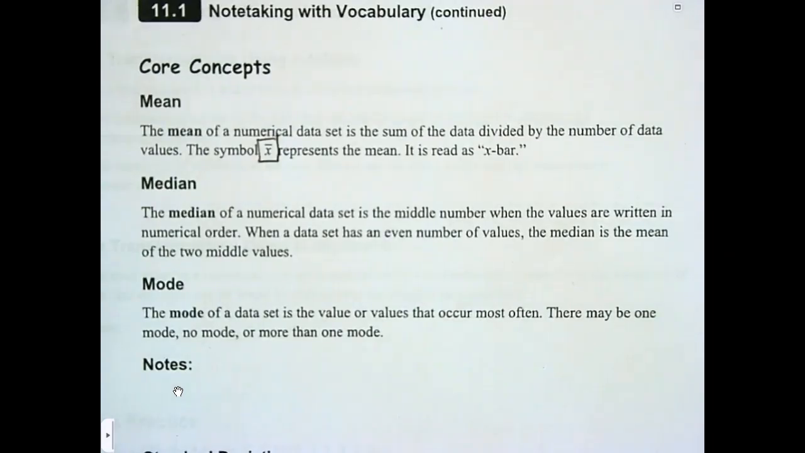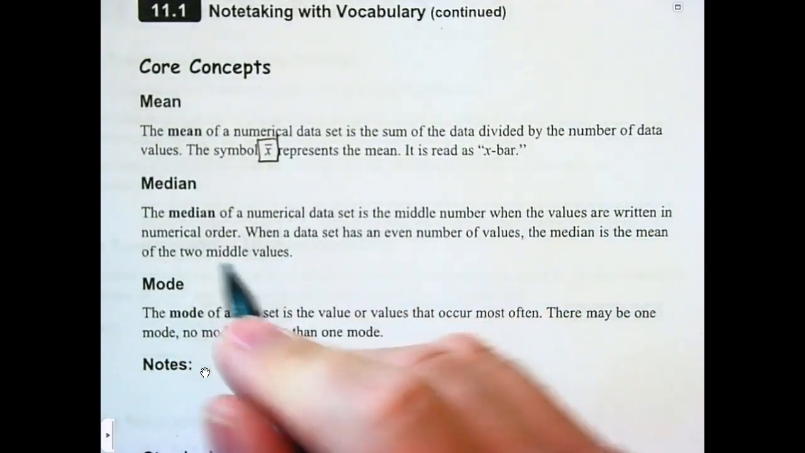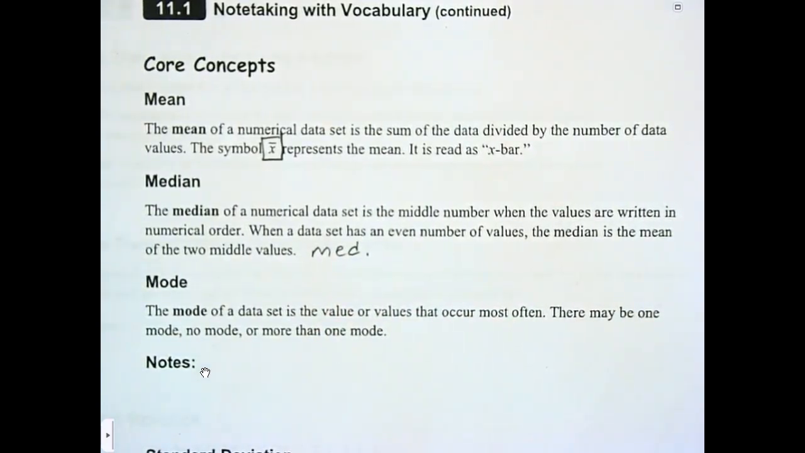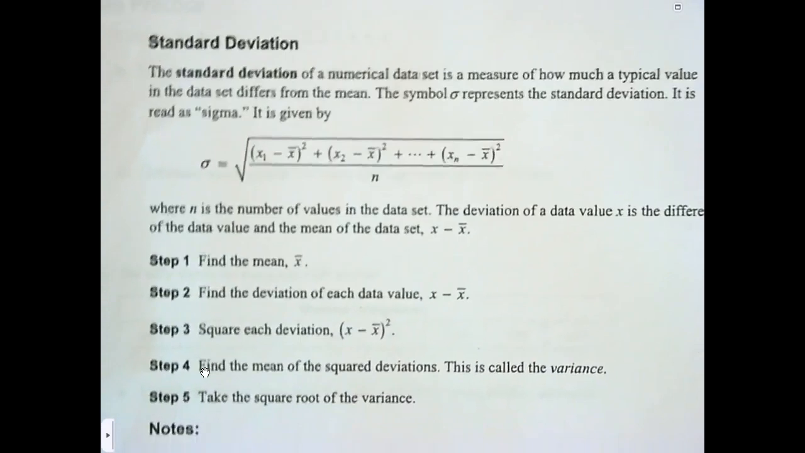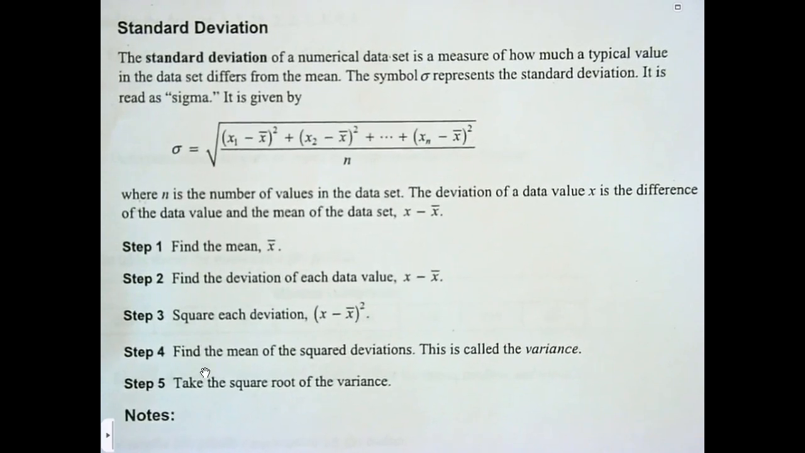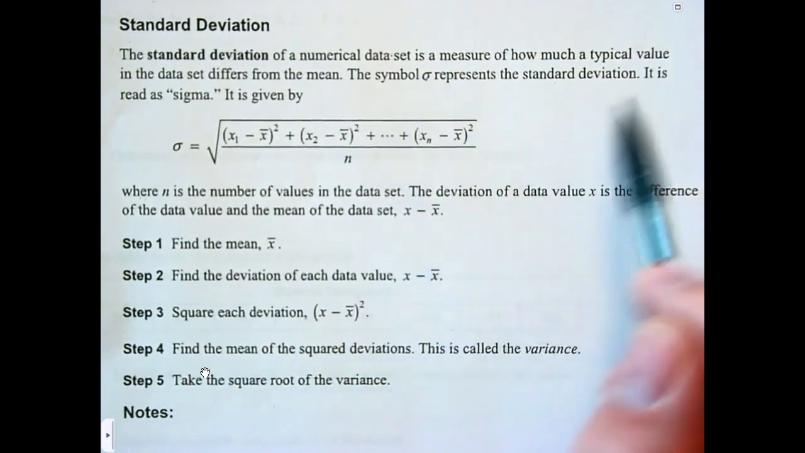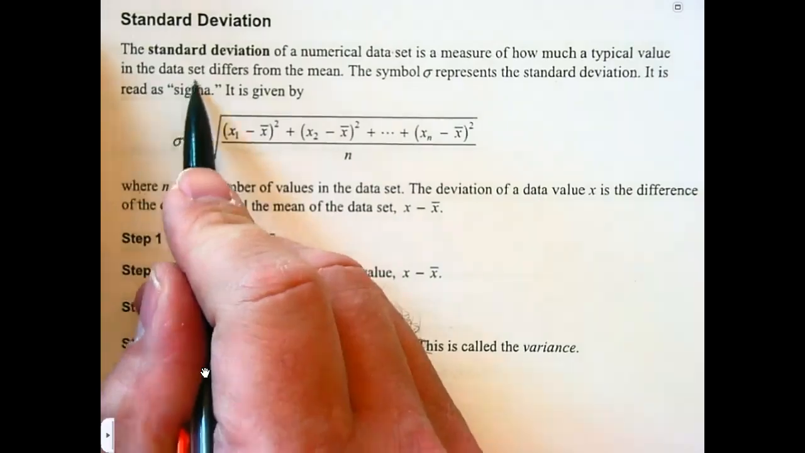Median is the middle number. We obviously know that. We abbreviate it MED. And then mode. Okay? Standard deviation. That's kind of the new one. That is the actual formula for standard deviation. That looks fun. Yeah, it's a hoot. The standard deviation of a numerical data set is the measure of how much a typical value in the data set differs from the mean. The symbol sigma represents the standard deviation. It is read as sigma.